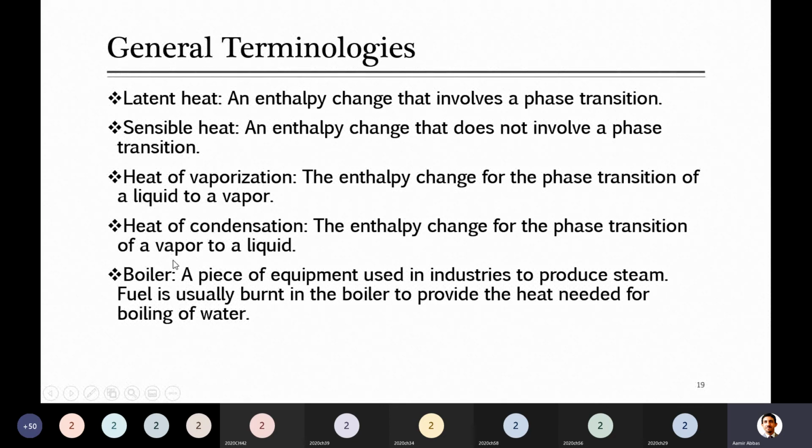As we said earlier, there was one term called boiler. So what is a boiler? Just remember, guys, a boiler is the piece of equipment which is used to produce steam. For producing steam in industries, we burn fuel so that we can heat the water. You can burn gas, coal, or something like this, so that water can be heated and converted from liquid to vapor.